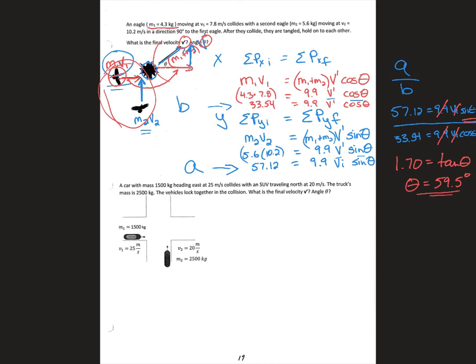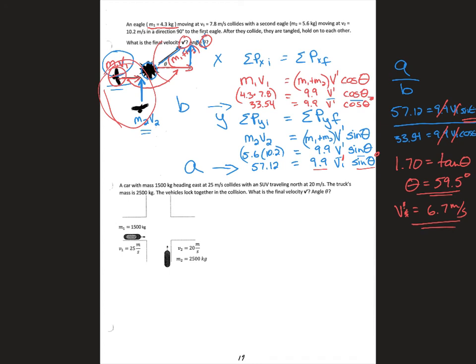You can actually take that 59.5 and plug it into either one of your individual equations, and you will end up with V prime. And V prime ends up being 57.12 divided by 9.9 divided by sine of 59.5. I'm using the bottom equation, equation A, and I'm simplifying by dividing by 9.9. I'm dividing by sine of 59.5, and I get a V, this is a V prime. It's not a V initial, it's a V prime. And that's equal to 6.7 meters per second.